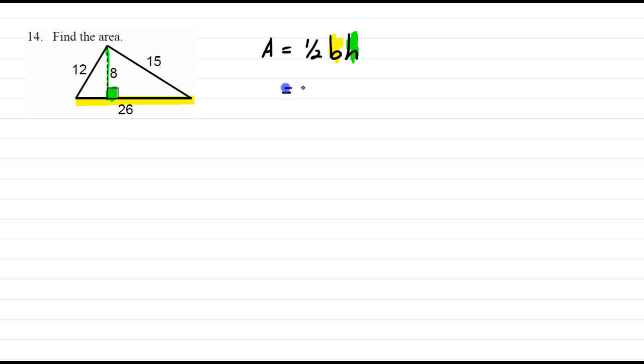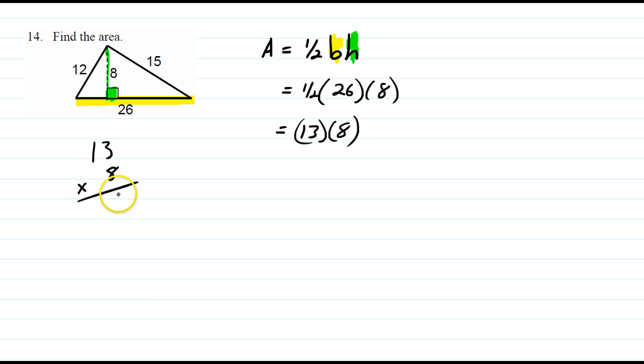So it's just going to be 1/2 of 26 times 8. So half of 26 is 13. And 13 times 8. So 8 times 3 is 24. 8 times 1 is 8, plus 2 is 10, so 104. So our area is going to be 104 units squared.